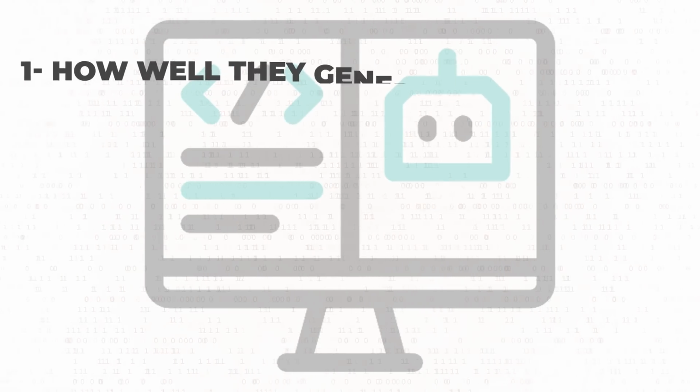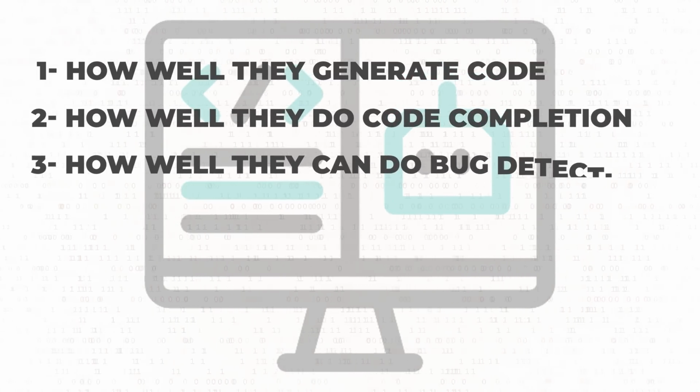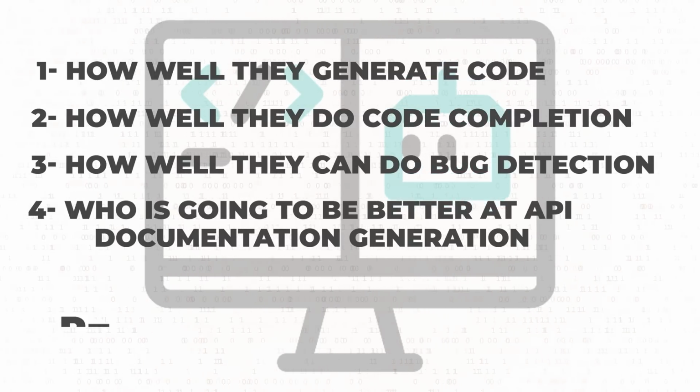We've got a few different AI helpers that are available now, more than just ChatGPT. First of all, there's ChatGPT 3.5, there's ChatGPT using GPT-4, there's Bard, which can now code, Microsoft's Bing Chat, and there's Open Assistant. I wanna see how well they generate code, how well they do code completion, how well they can do bug detection, who's gonna be better at API documentation generation, and which one is gonna do code refactoring better.